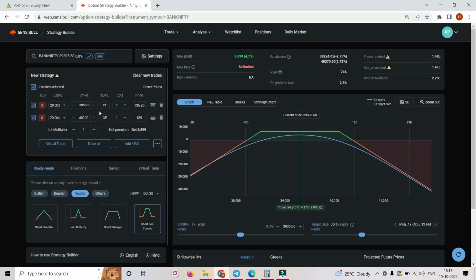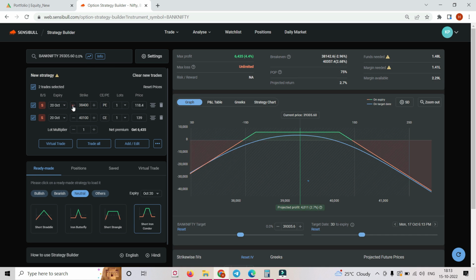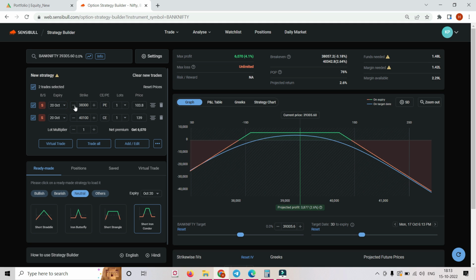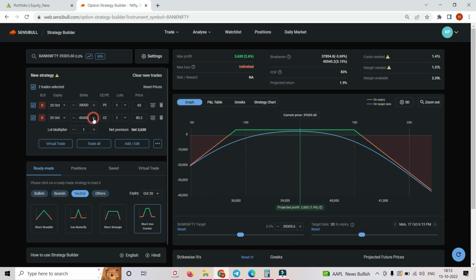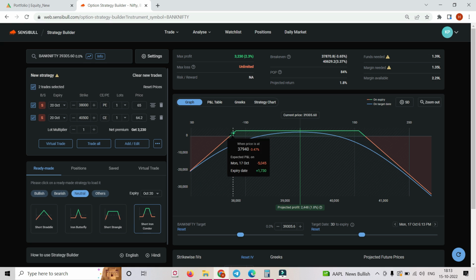So rather, let me show you. Check this premium. Let's go for 25 rupees, 30 rupees based on the VIX. I'll match it with this, 65, 64. This stands very good, 2%. I have a safety of almost 3.65% on the downside, and almost 3.37% on the upside.